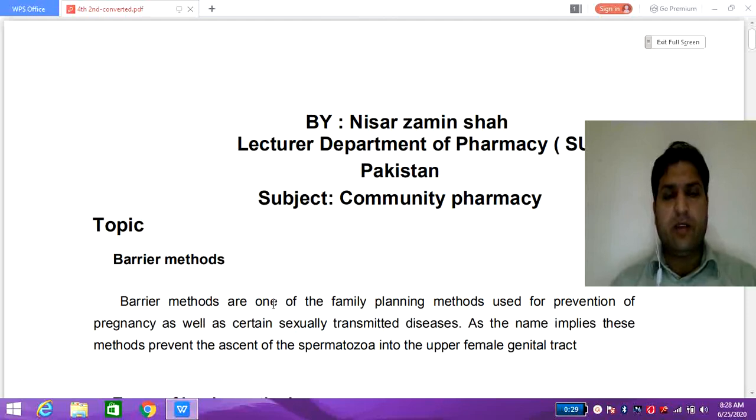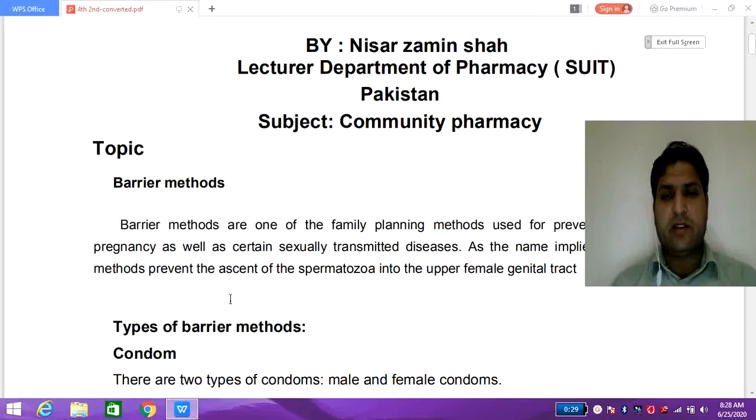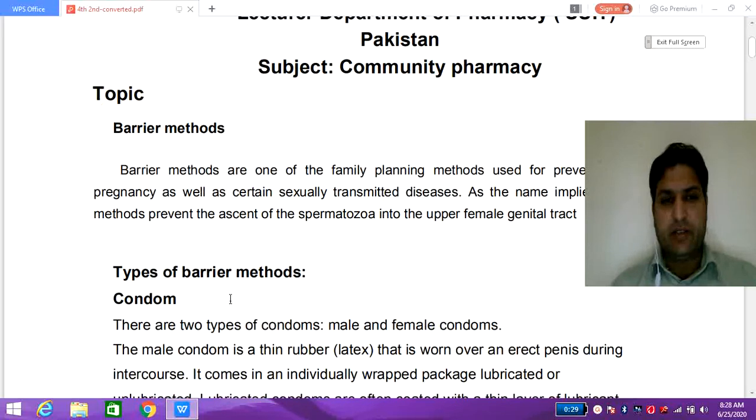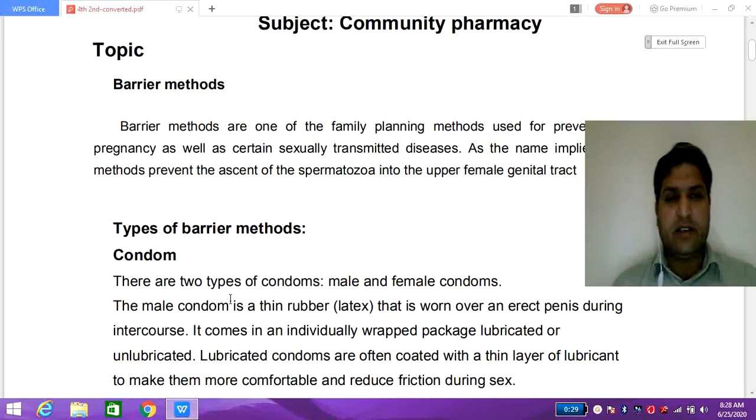The main objective of the barrier method is to prevent the chances of pregnancy, by preventing the penetration of the sperm toward the upper part of the respective area, which is responsible for the fertilization. Same in the case of the female candidate. So various barriers are to be used, and those barriers are mostly as already mentioned here.